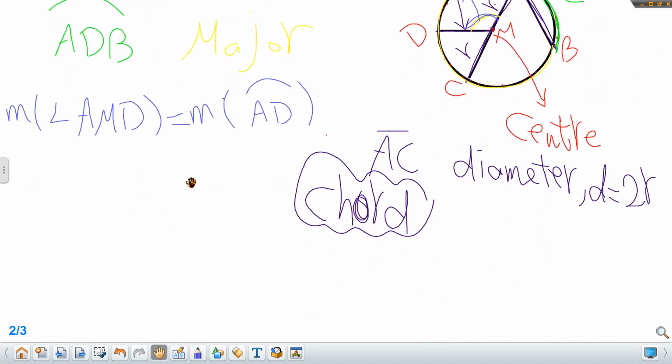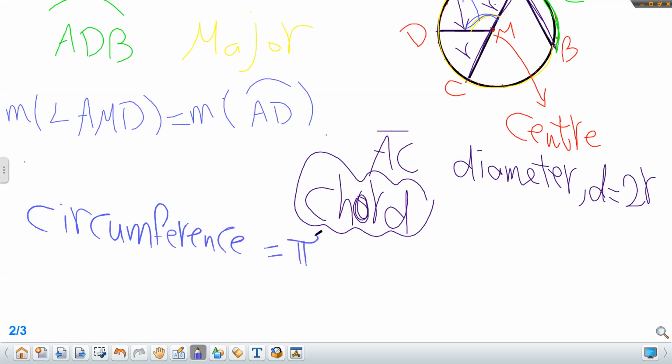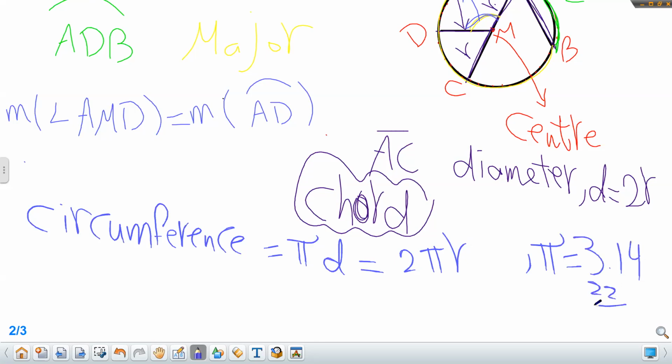Another piece of information. Remember, what about the circumference of a circle? The circumference of a circle is pi D or 2 pi R, where D is the diameter and R is the radius. But what about pi? Pi is a constant ratio, 3.14 or 22 over 7. This is the circumference of the circle.